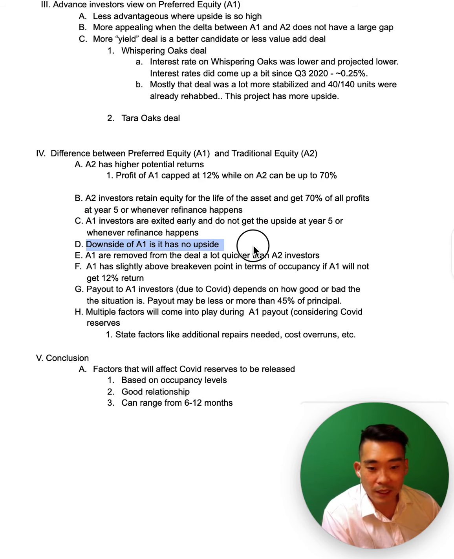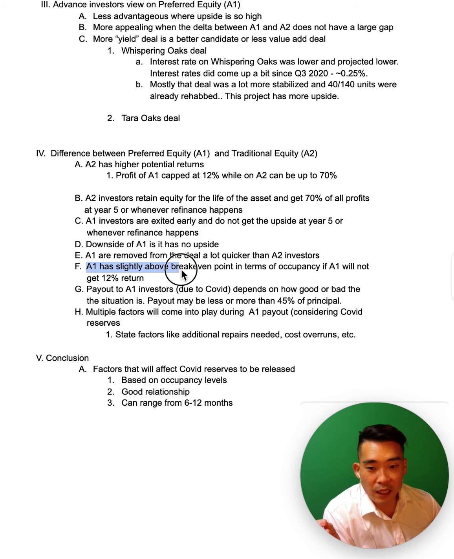No upside. You're just getting your straight, maybe 10 or 11%. Pref equity is removed earlier, a lot quicker than A2 investors, where the A2 investors typically stay to the very end. At least that's how I do it. Okay, again, always check your PPM, right? Because there are deals out there where even A2 investors are diluted out. I don't think that's fair, but I've seen deals where people do that.